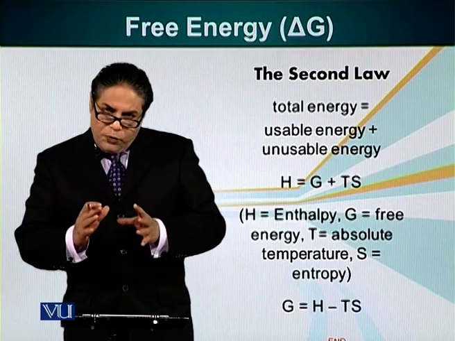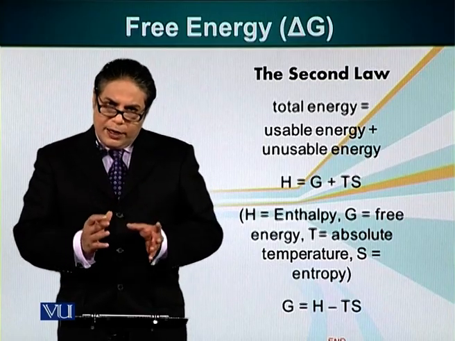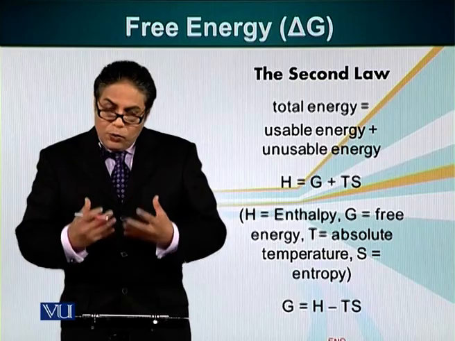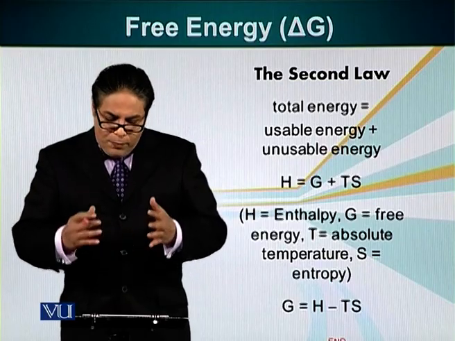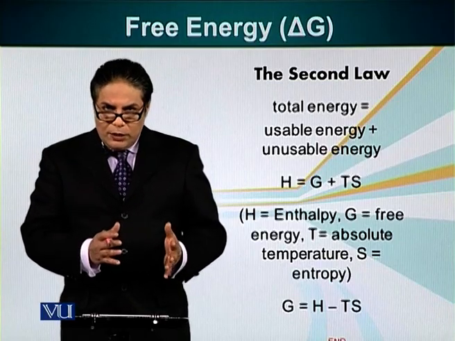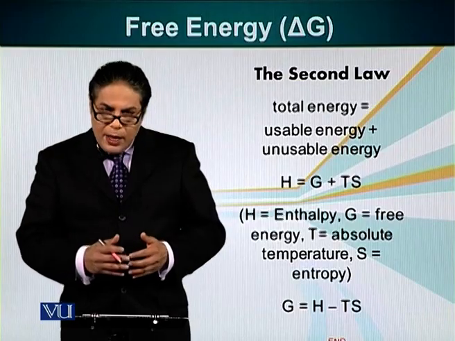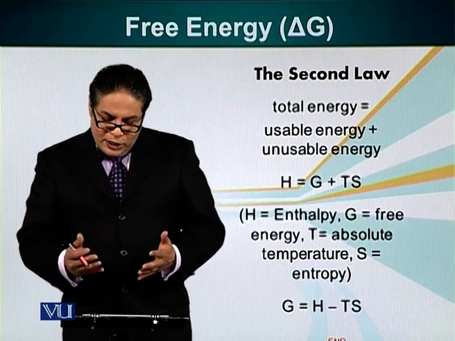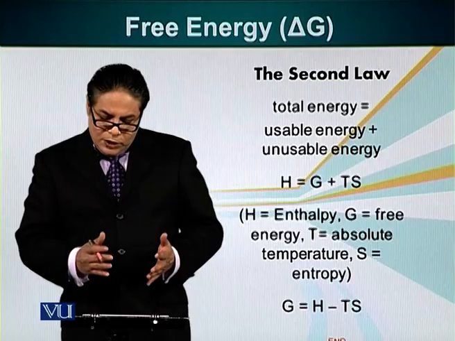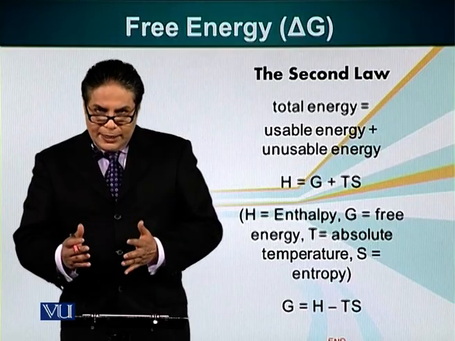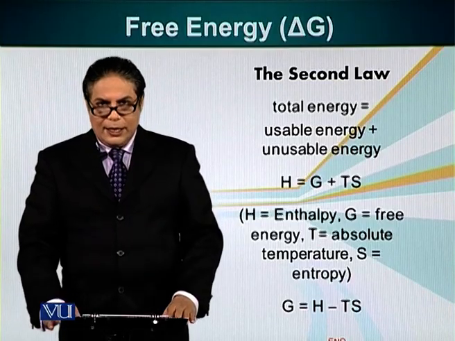Since we are interested in usable energy, the energy we can use to perform useful work, we can rearrange this equation using simple algebra. When we rearrange it, it reads as G equals H minus TS. We'll continue with that in the next module.